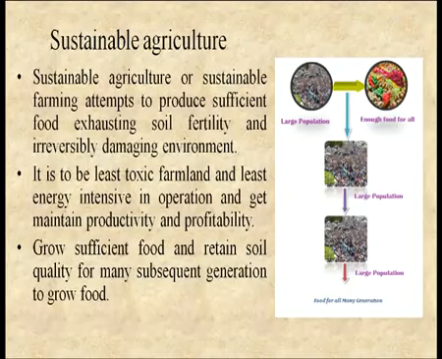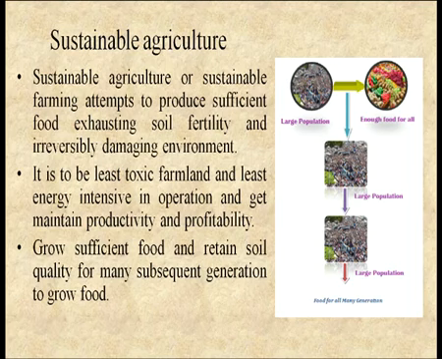Sustainable agriculture or sustainable farming attempts to produce sufficient food without exhausting soil fertility and damaging the environment. It is to be the least toxic to farmland and least energy intensive in operation, while maintaining productivity and profitability. It should grow sufficient food and retain soil quality for many subsequent generations to grow food.